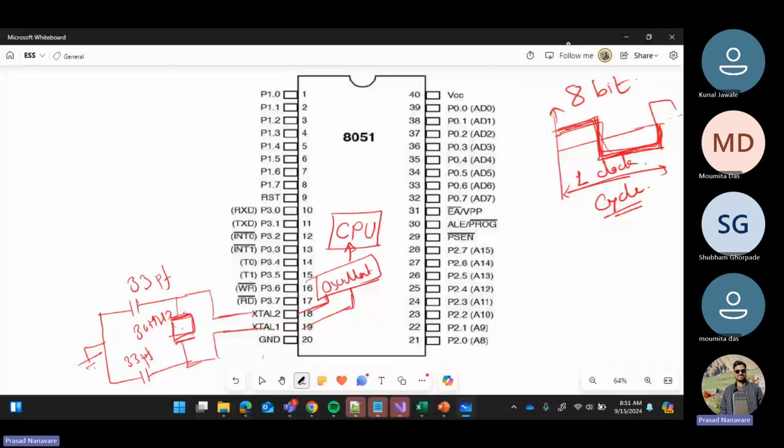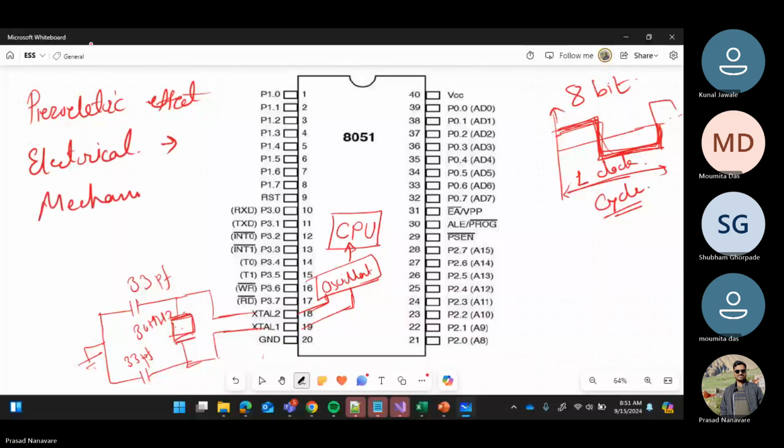It is a naturally found device, or it is a crystal basically, which has piezoelectric effect, okay. So what is piezoelectric effect? When an electrical signal is given, it gives mechanical vibrations, okay. And conversely, when mechanical vibrations are there, electrical frequency can be derived out of it, okay.